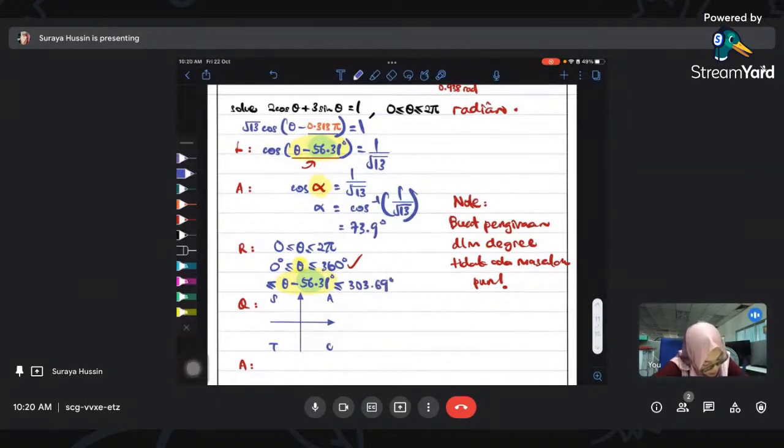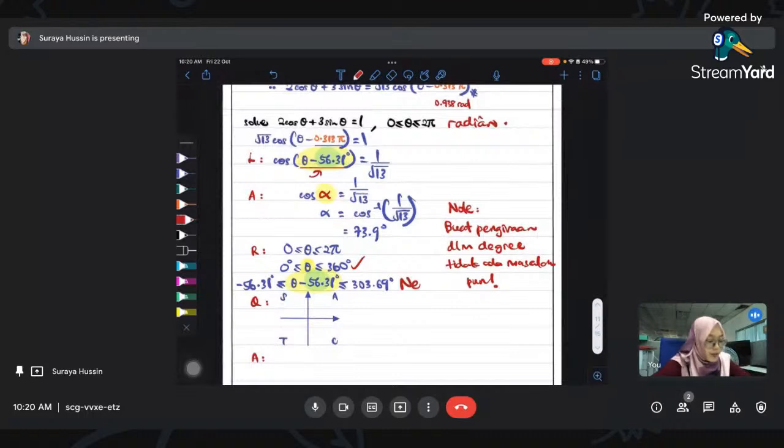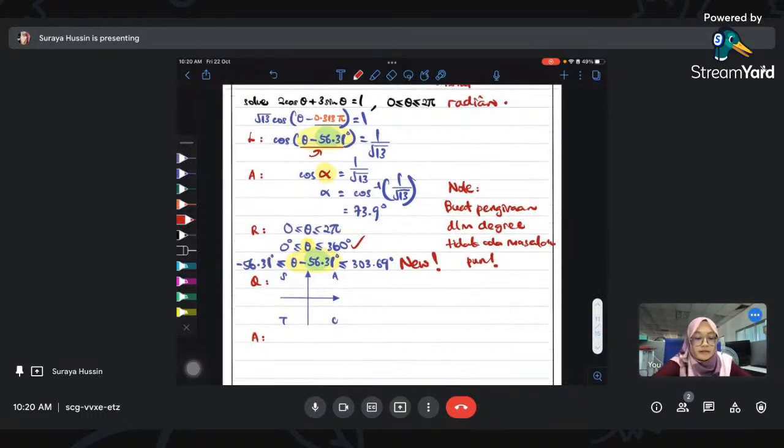Well, here is negative 56.31. So this is your new range. Okay, your new range has been fixed. Dah ditukar. Now you kena buat quadrant pula. Quadrant sekarang adalah positive cos. So here is positive cos. Therefore positive cos is the first quadrant and the fourth quadrant.